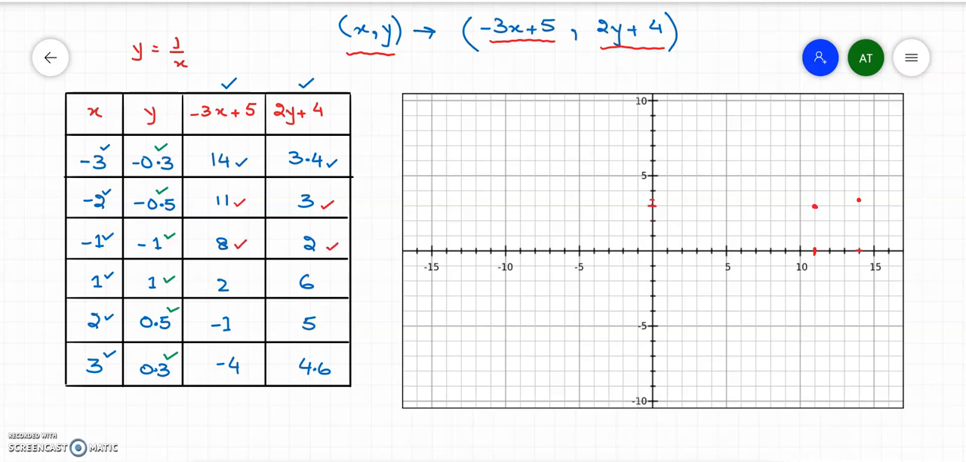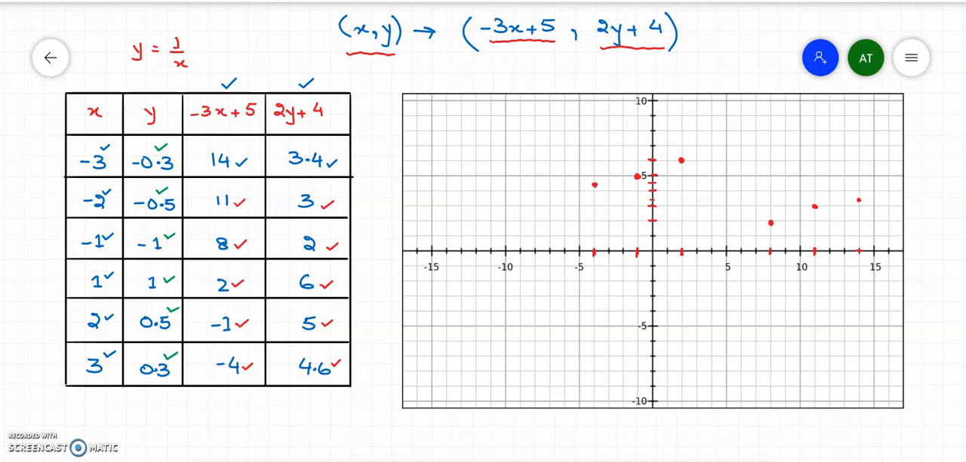X is 8 and y is 2, so we have this point. X is 2 and y is 6 at the top, so we have this point. X is -1 and y is 5, so we have this point. X is -4 and y is 4.6, between 4 and 5, so we have this point.